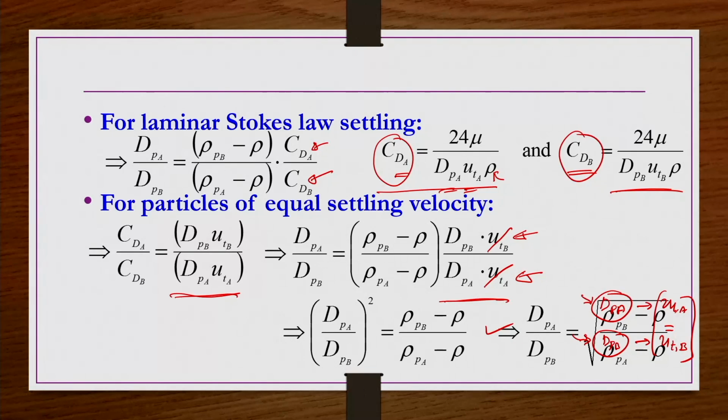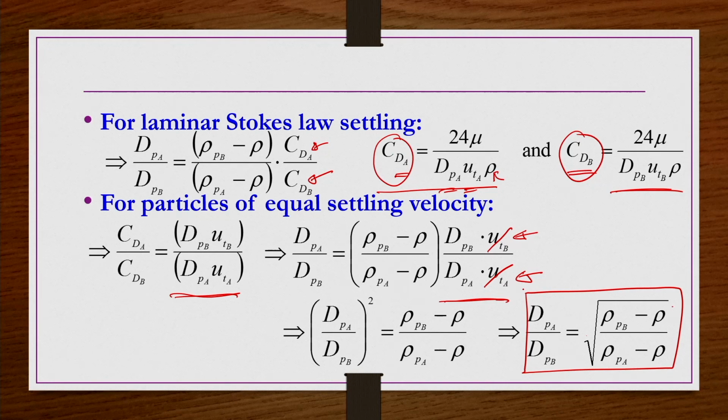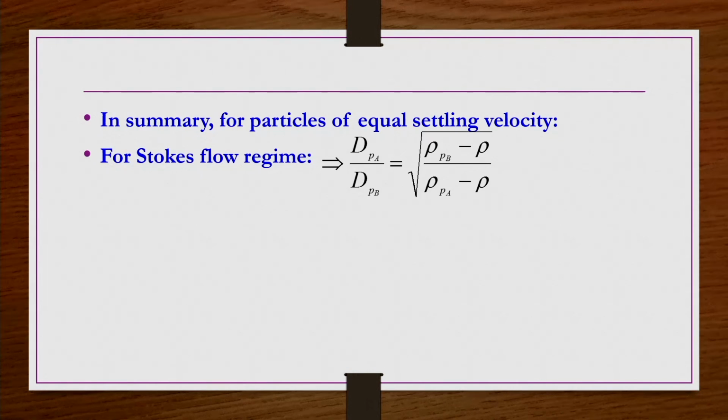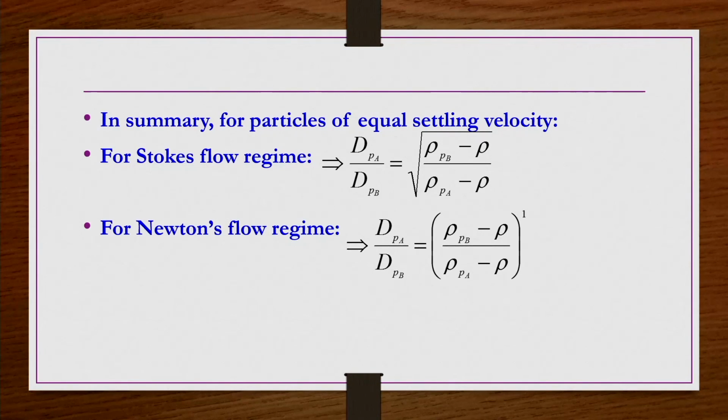So, for Newton's region, we have already found this ratio of dPA to dPB is (rho PB minus rho) divided by (rho PA minus rho). Now, in the case of the Stokes regime, this ratio is nothing but the square root of (rho PB minus rho) divided by (rho PA minus rho). So, to summarize, in the Stokes regime, dPA by dPB is the square root of (rho PB minus rho) divided by (rho PA minus rho), and under Newton's flow regime, dPA by dPB is equal to (rho PB minus rho) divided by (rho PA minus rho).